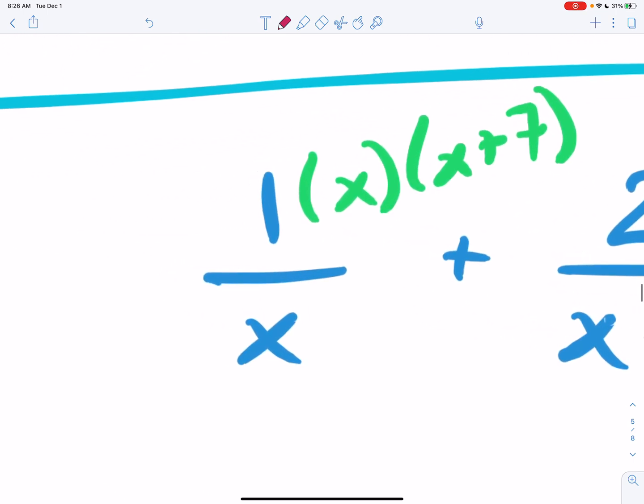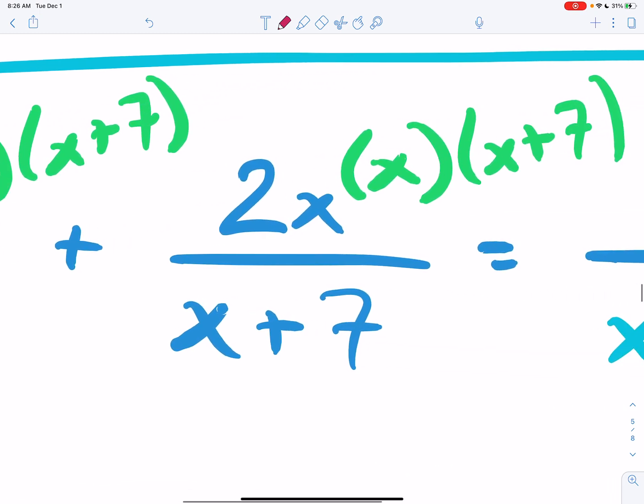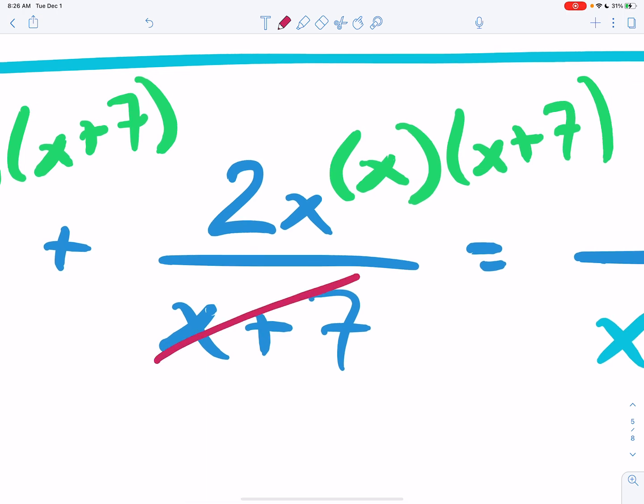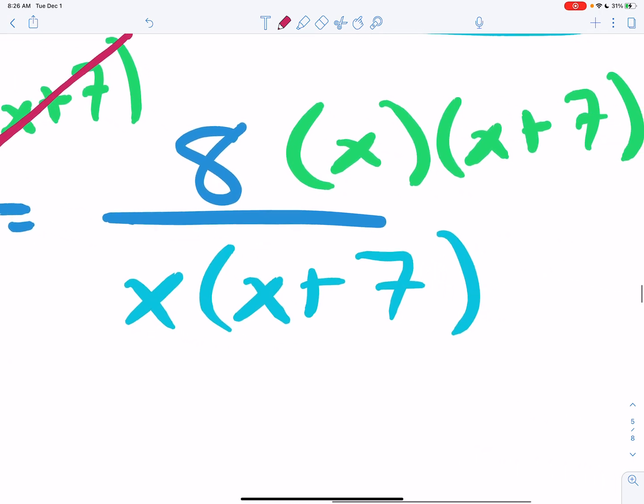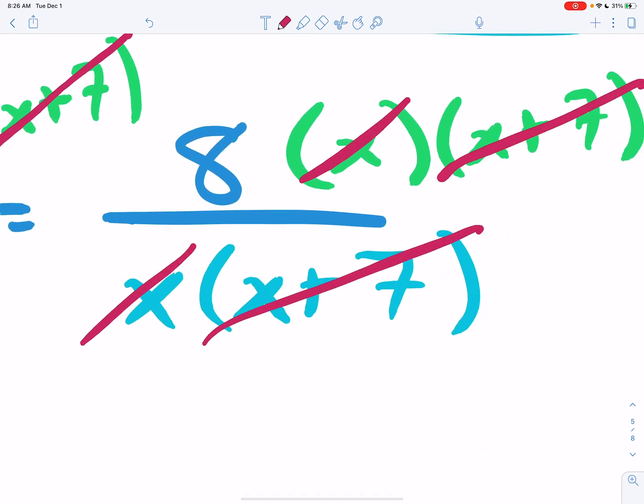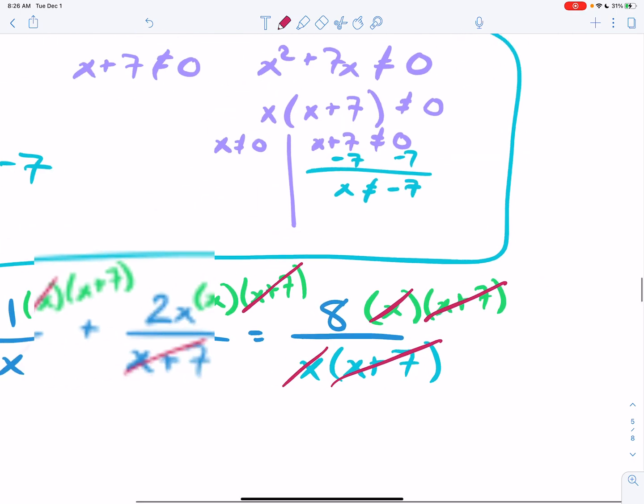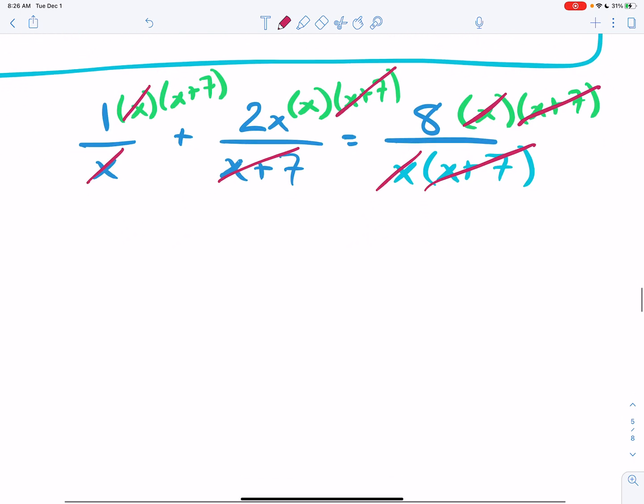Over here, all I can cross out is just the x, not the x plus 7. Over here, I can only cross out the x plus 7. And over here, I can actually cross out the x and the x plus 7. But now I want to double check, did I get rid of all of my denominators? And yes, I did, right? I'll highlight it if it helps.